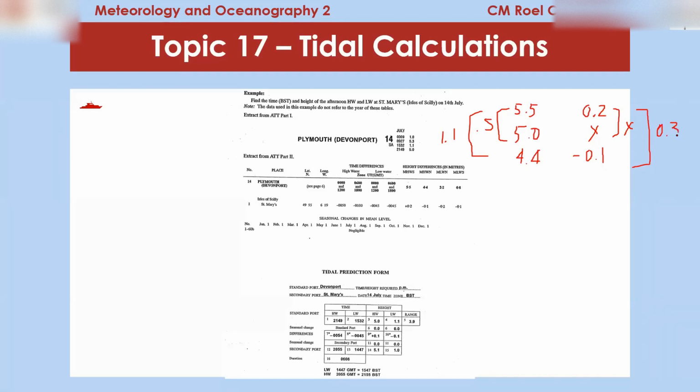The technique is use your calculator. Kasi di ba difference yan? So, pasubukan nyo. 0.2 minus negative 0.1. Ano mangyari? Siyempre, negative, maging positive. So, maging ano na siya, 0.3. Di ba?